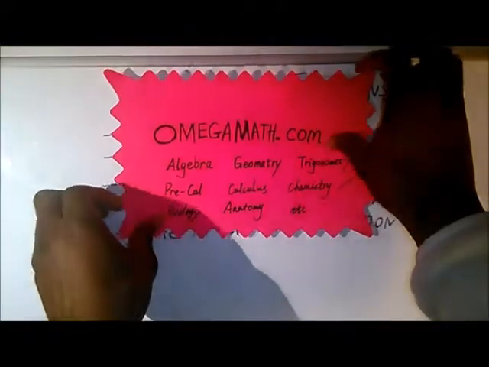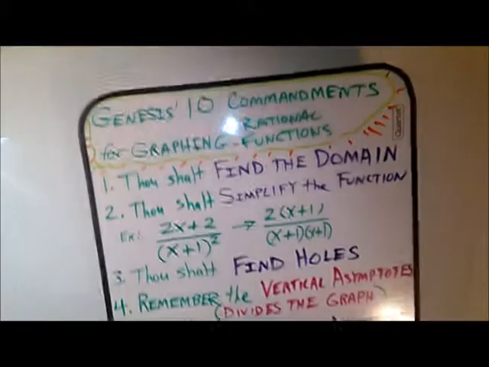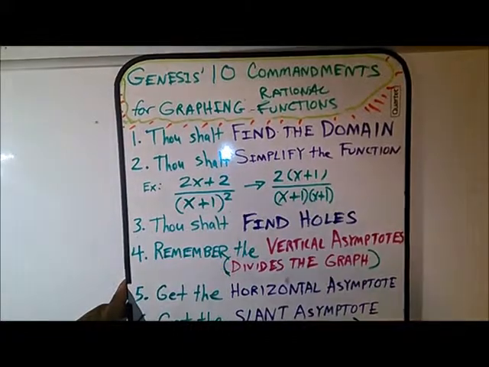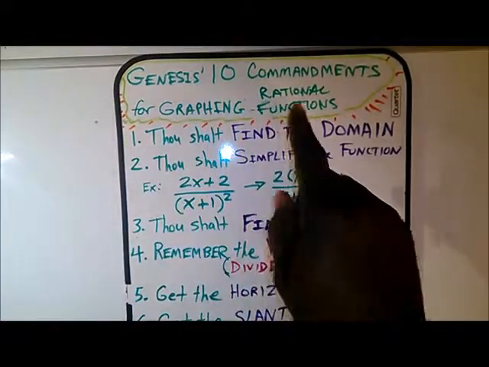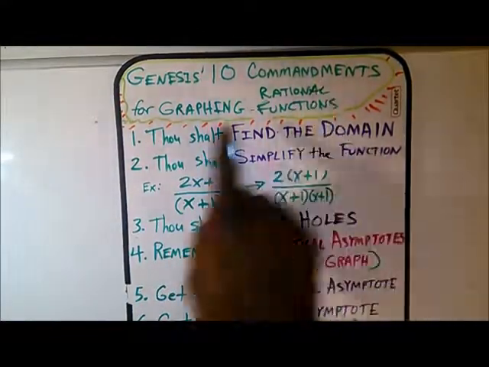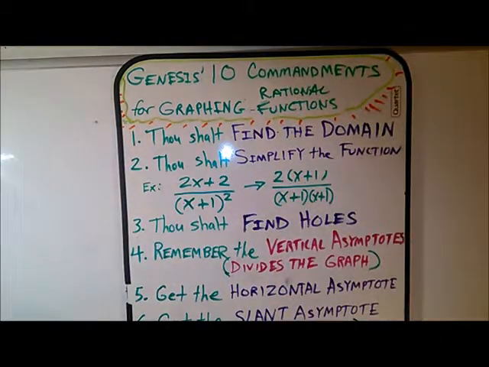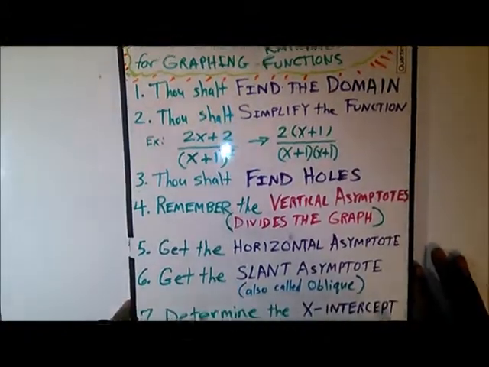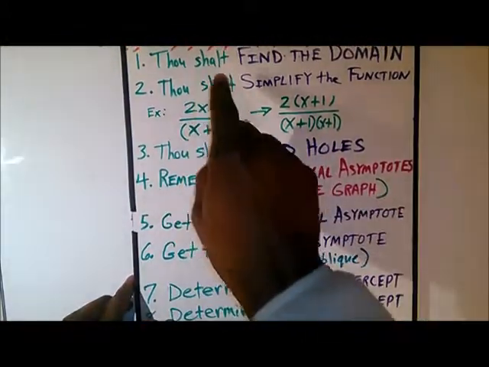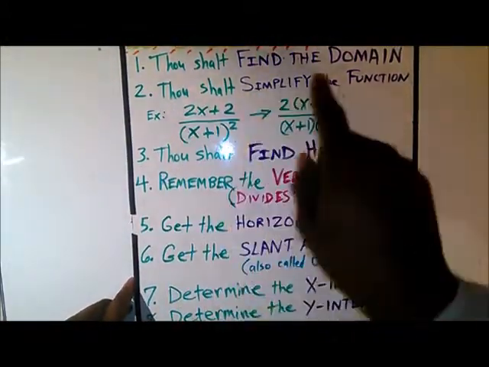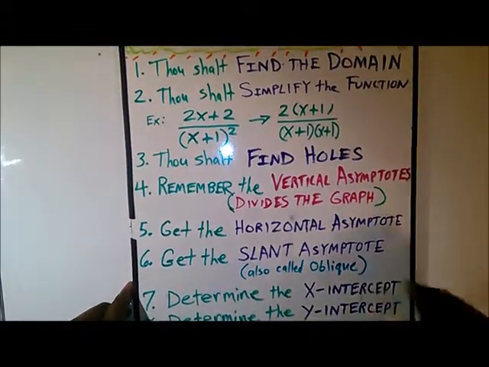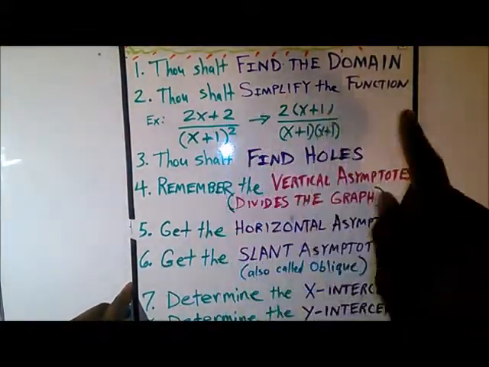Okay, let's begin this lesson. First, I would like to introduce you to Genesis's 10 commandments for graphing rational functions. The first thing is, thou shalt find the domain. The second thing is, thou shalt simplify the function.